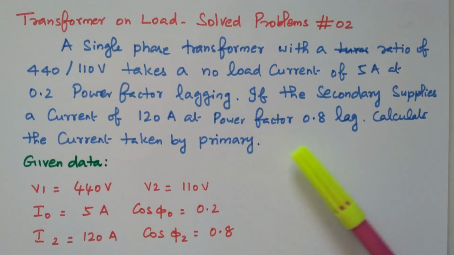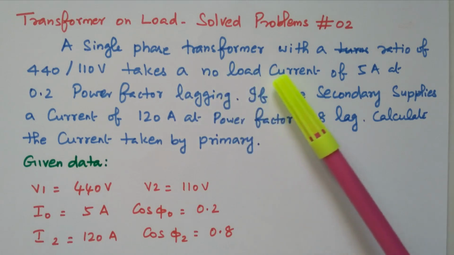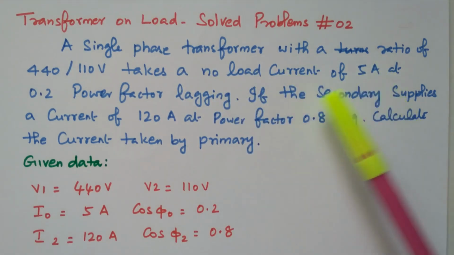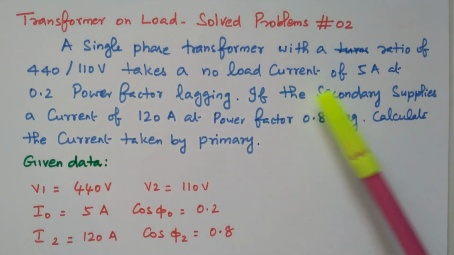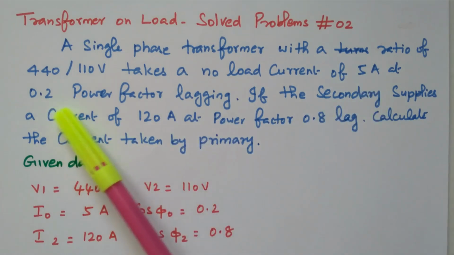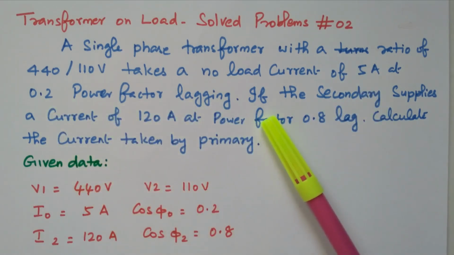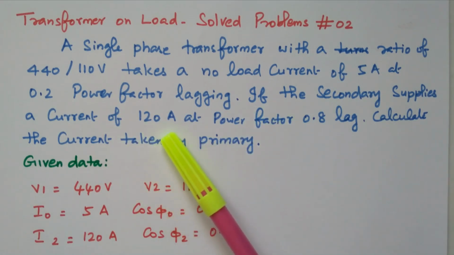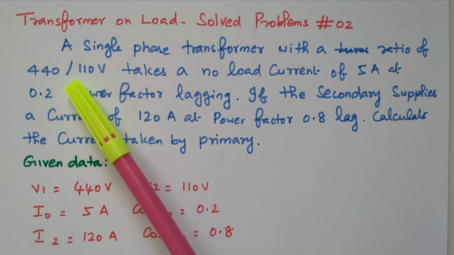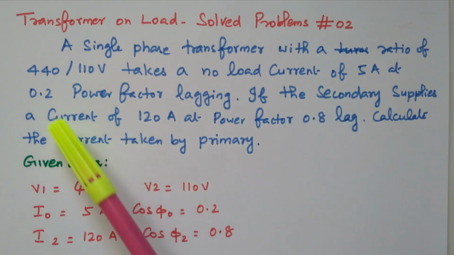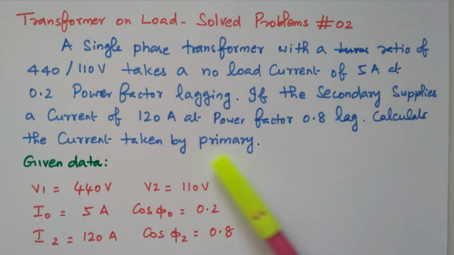Now we'll go to the problem. A single phase transformer with a turns ratio of 440/110 volt takes a no load current of 5 ampere at 0.2 power factor lagging. If the secondary supplies a current of 120 ampere at a power factor of 0.8 lagging, calculate the current taken by the primary winding. So the voltage is given, the no load current and no load power factor is given, and the loaded current and that power factor are also given. We need to find the current taken by the primary.